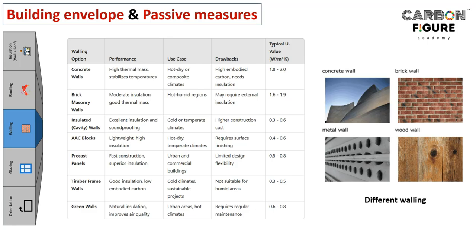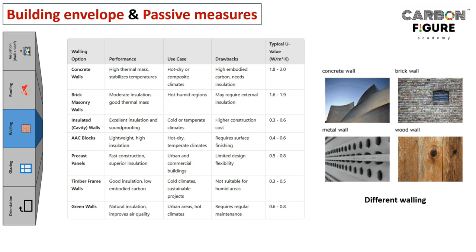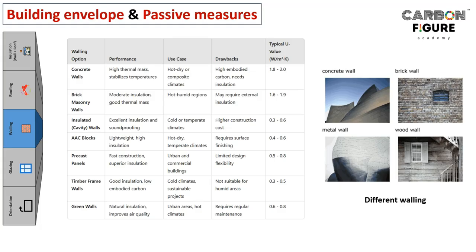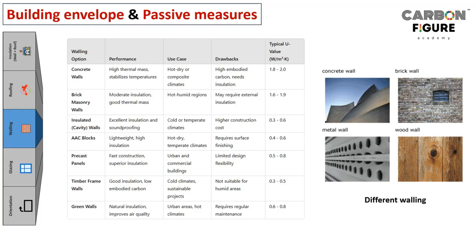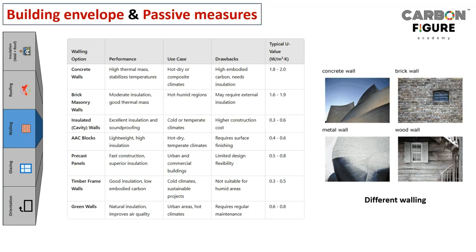So how are these things working towards the envelope and better energy efficiency inside the building? Concrete walls have high thermal mass, which stabilizes temperatures. They can be effective in hot dry or composite climates. What would be the drawback? High embodied carbon and the need for insulation. So high embodied carbon is one limitation, and in other respects needing some insulation is the other drawback, right? So, typical U value.